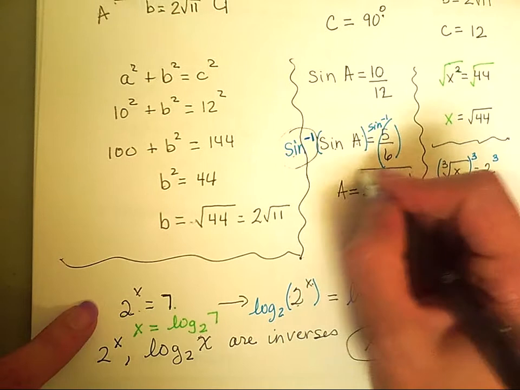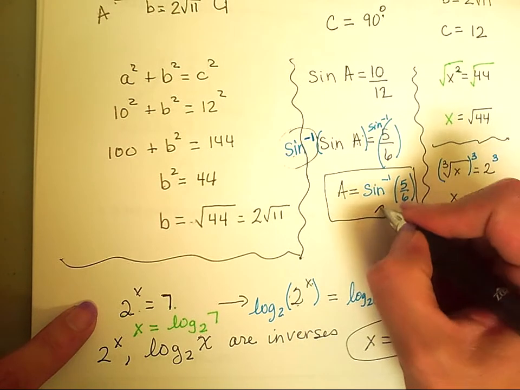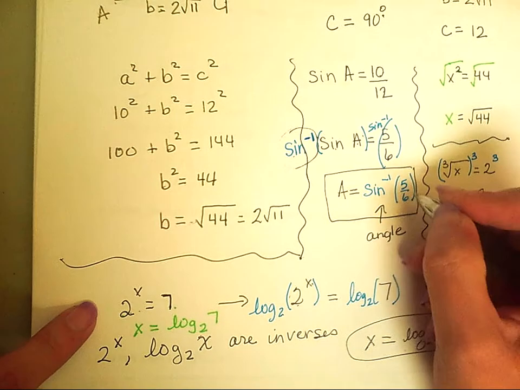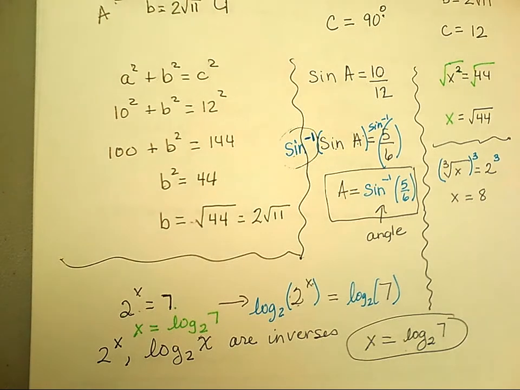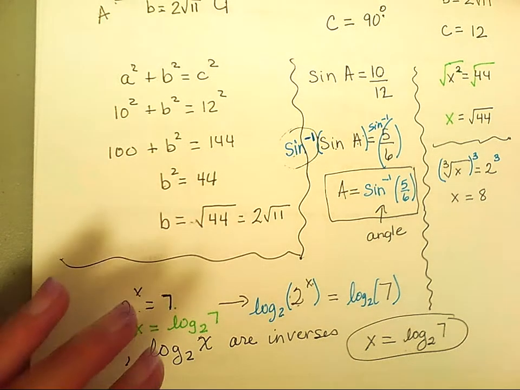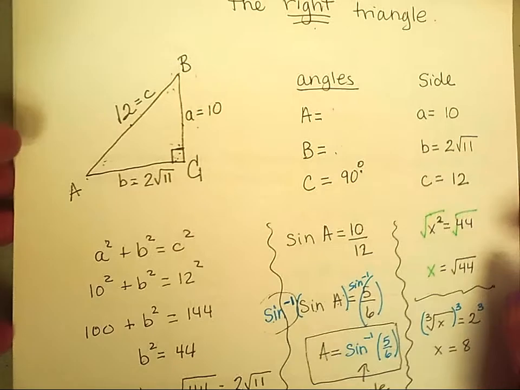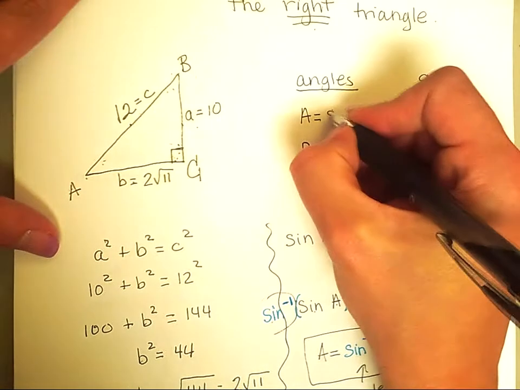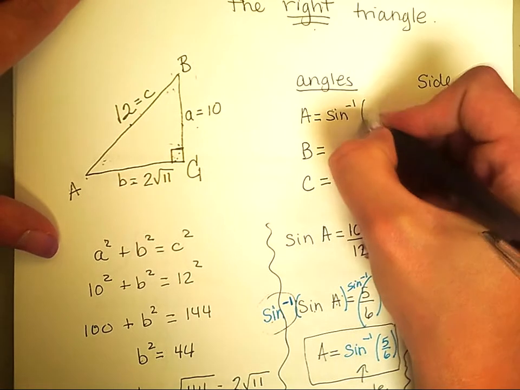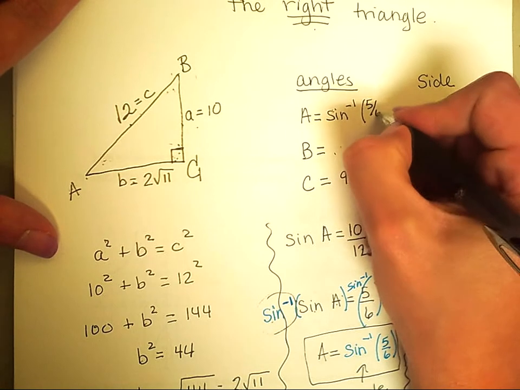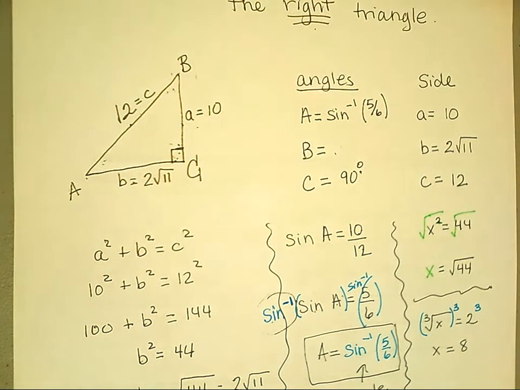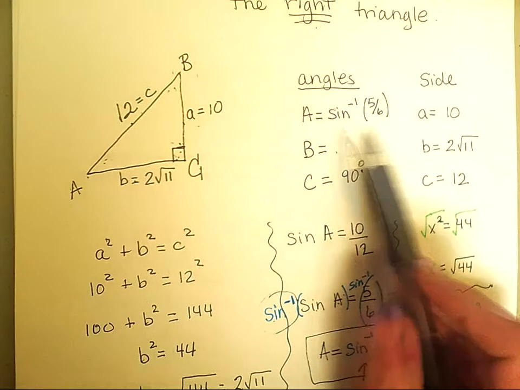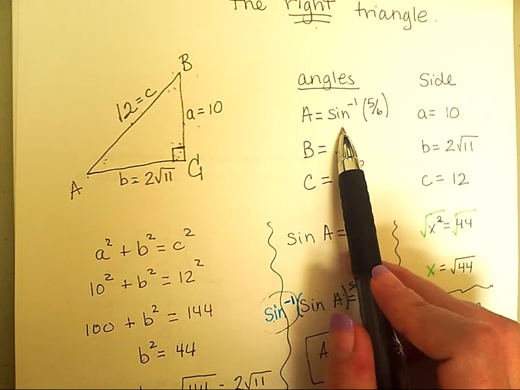This is an angle. It is an exact value of an angle. We're not going to approximate these. Do not approximate these using your calculator. So angle A is the inverse sine of that ratio, 5 over 6. And this is how you'll be expected to answer it on your exam.